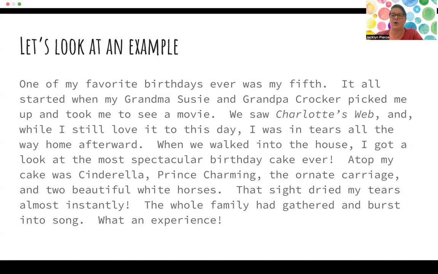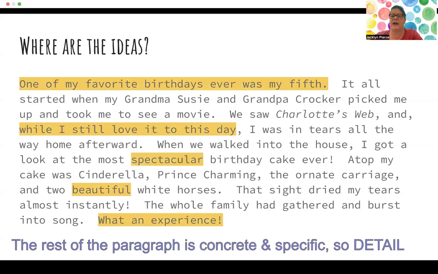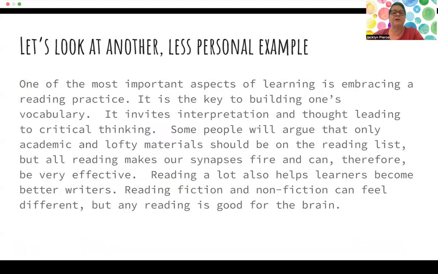But let me show you what parts of this paragraph are ideas or thoughts and what parts are the details. Favorite birthday, that's an idea. Still love it, that's an idea. Love is a concept, it is not something tangible. Spectacular, that's kind of a value judgment, so that would be an opinion. Beautiful, same thing. What an experience. That's an idea. Everything else in that paragraph is made of concrete and specific details, such as going to see a movie, the movie's title, Charlotte's Web. My tears, those were tangible. They were very, very tangible. And the spectacular Cinderella birthday extravaganza on the cake. Definitely, definitely a detail.